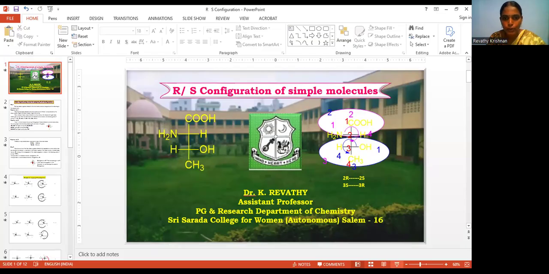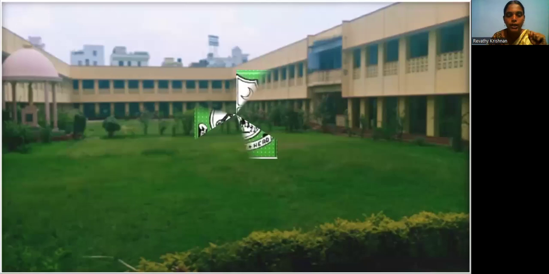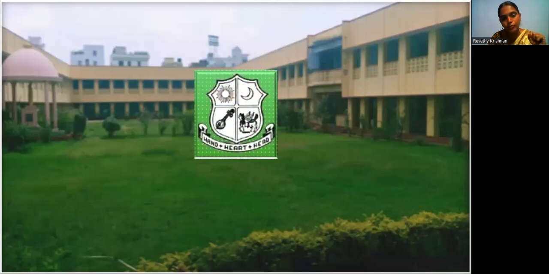Today we are going to learn about the RS configuration of some simple molecules. How we can assign an RS configuration for simple organic molecules.